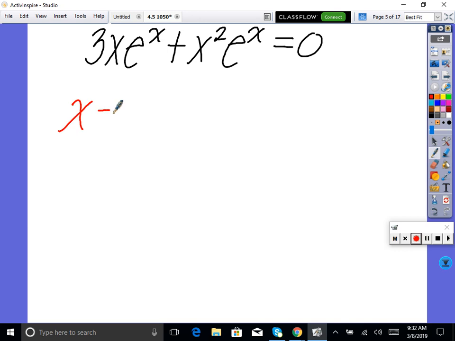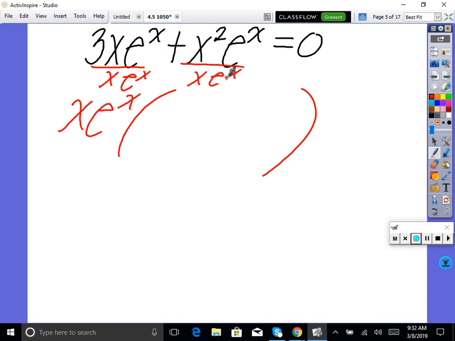Let's pull out x e to the x. And then let's see what's left in our parentheses. So go back and divide x e to the x to both pieces. And write down what's left over in each term. So notice the x's divide out, the e to the x's divide out. So in my first term, a 3 is all that's left. We have x squared divided by x. So we have a plus x, don't we? And e to the x's divide out.